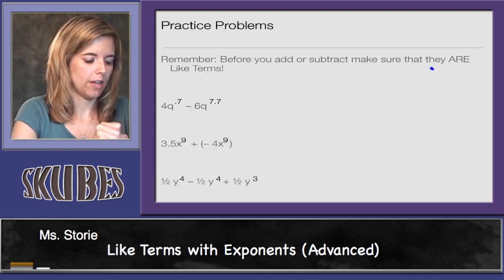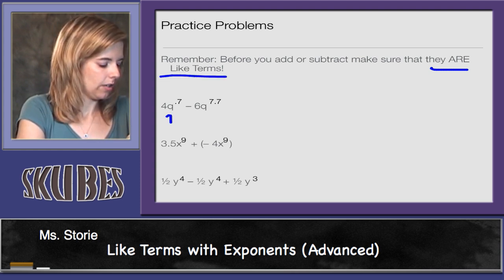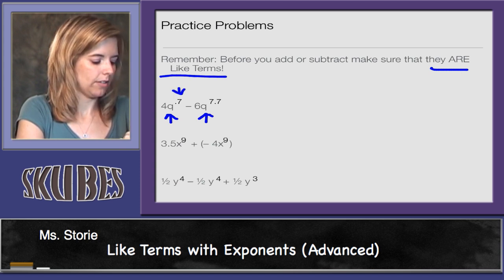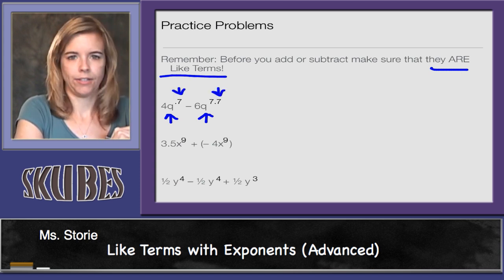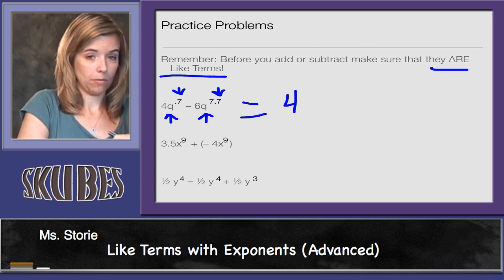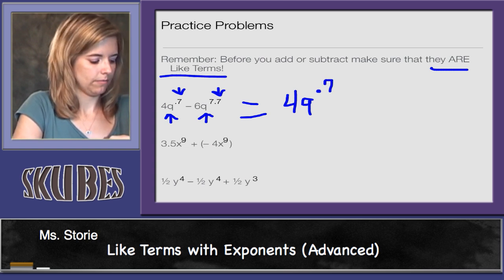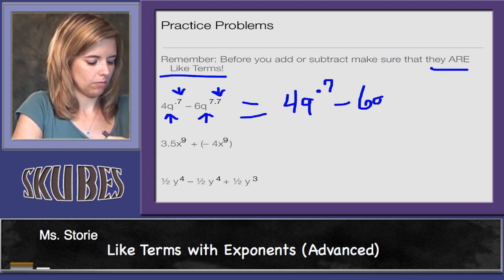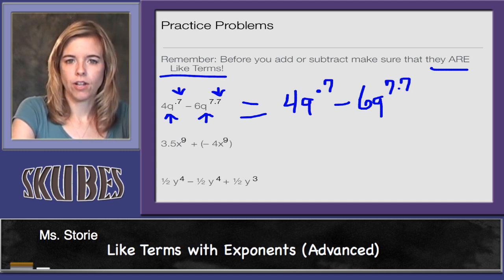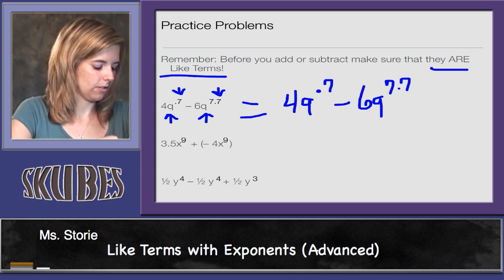Let's take a look at another one. Remember, we have to make sure that they are like terms before we can add or subtract. So take a look. We have variables q, and then we have an exponent of 0.7 and 7.7. They're not like terms. So what you would write as an answer is just the problem all over again. 4q to the 0.7 minus 6q to the 7.7. That's as far as you can go. Since they're not like terms, you can't add or subtract them, so just rewrite it, and that's your final answer.